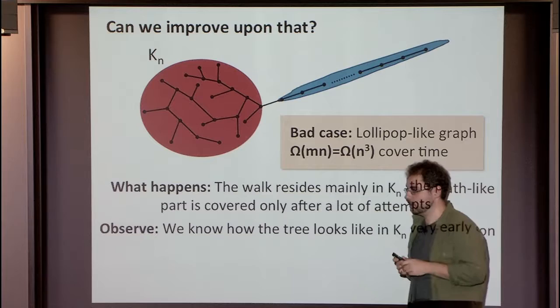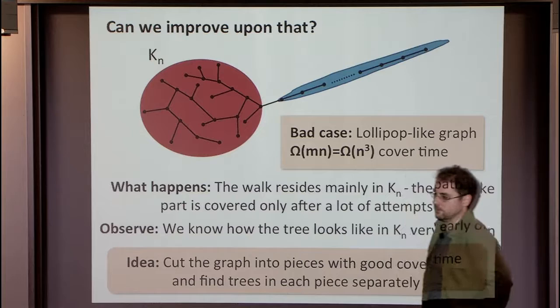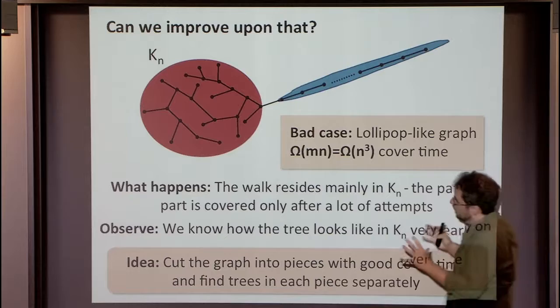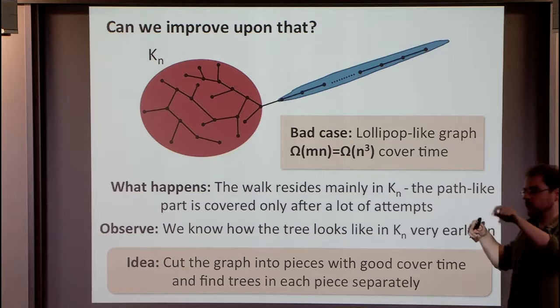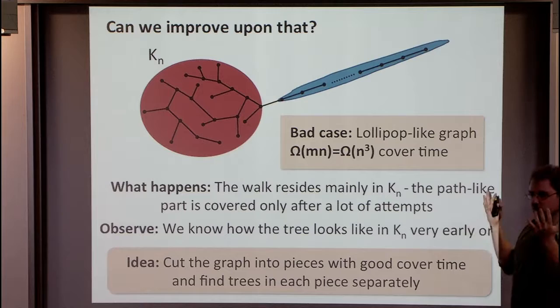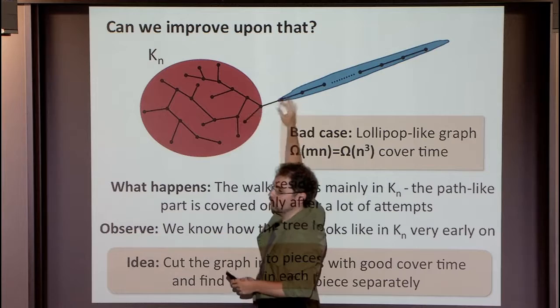Once you make this observation, you might come up with the following idea. How about cutting this graph into halves at this point? Or actually cut it even more. You identify these pieces that have good cover time, and hopefully there are not too many of them. Then you simulate a random walk in each of these pieces. Ideally you would get some trees, and then you splice these trees, and you get the random spanning tree. Everything is fast because once you cover something, you don't have to spend a lot of time there to push out to other parts of the graph.